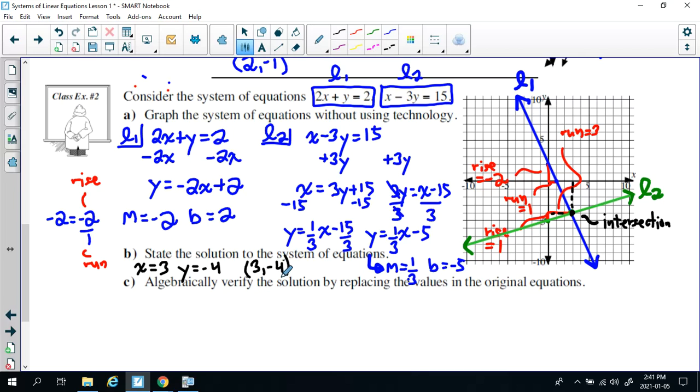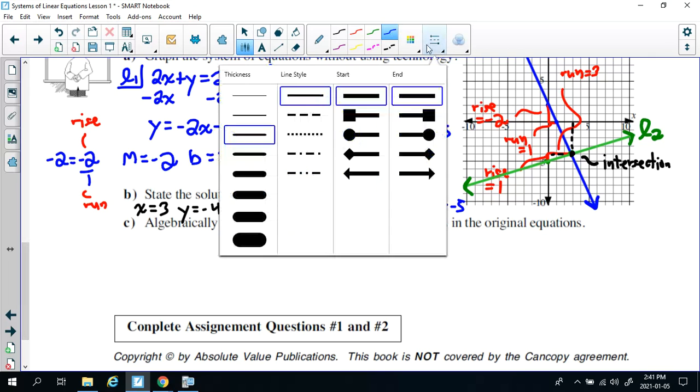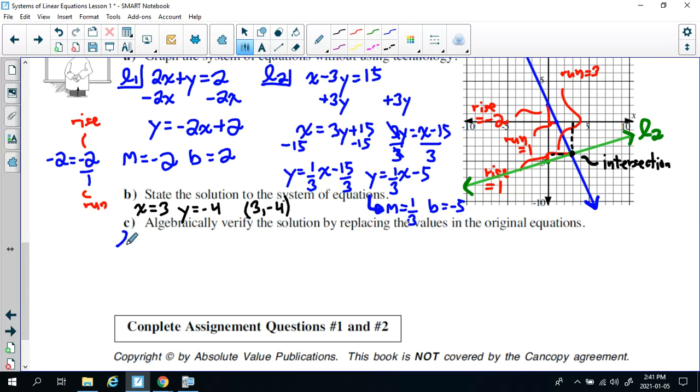Now, part C says algebraically verify this is the solution to the system by plugging these numbers back into the original equations. All right. Okay, so let's go back to our original equations. Line 1 had an original equation of 2x plus y is equal to 2. And then line 2 has an equation of, I think it was x minus 3y is equal to 15.